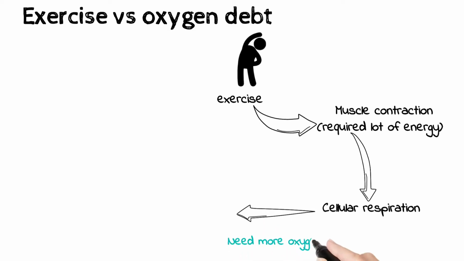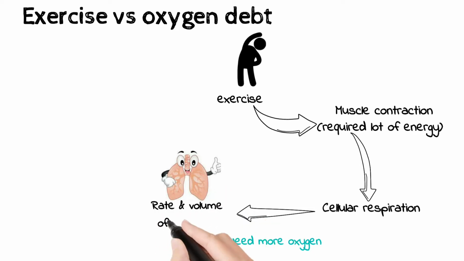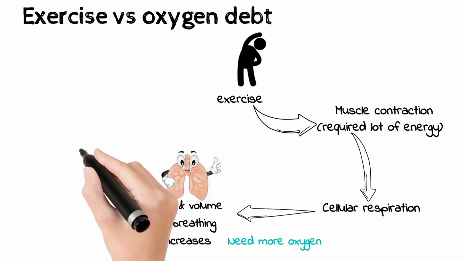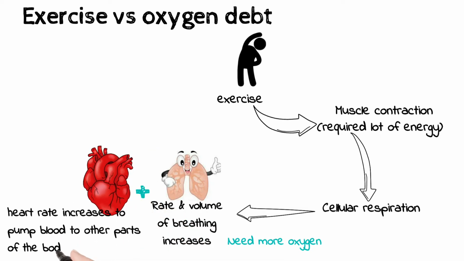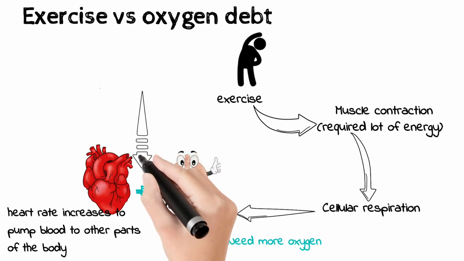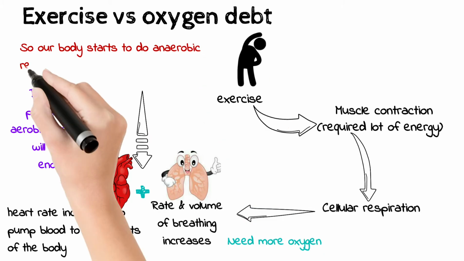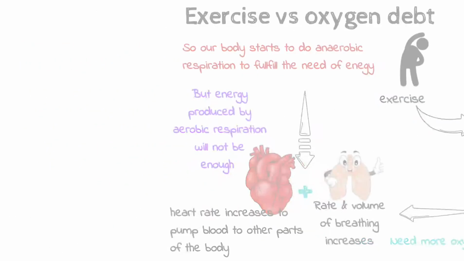So to fulfill the need for oxygen, the rate of respiration and the volume of respiration increase, and also the heart rate will increase to pump the blood to other parts of the body. But the energy produced by aerobic respiration will not be enough, so our body starts to do anaerobic respiration to fulfill the need for energy.